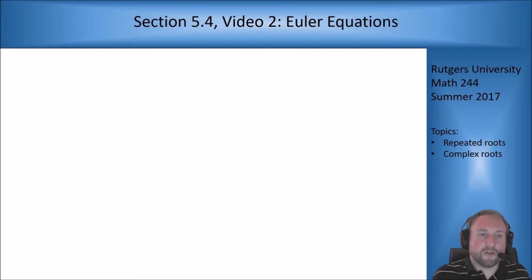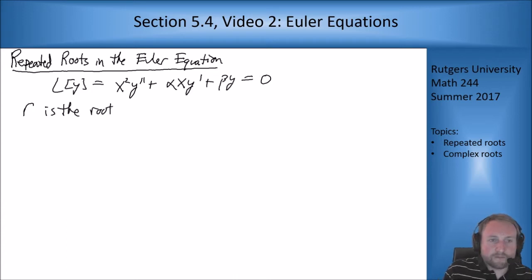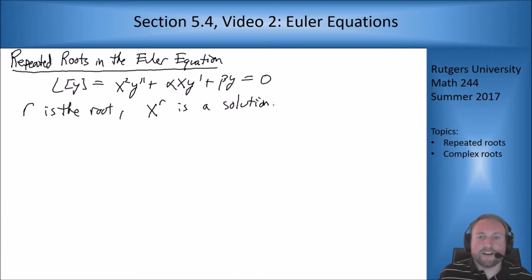So what we want to start with first is the case of having repeated roots in the Euler equation. We're going to assume that r is our root, and so we know that x to the r is a solution. Now, as I mentioned in one of the earlier videos, one solution isn't enough. We need exactly two, but getting a second one is important to be able to hit every initial condition we want. So we're going to do something called the reduction of order method to find our second solution.